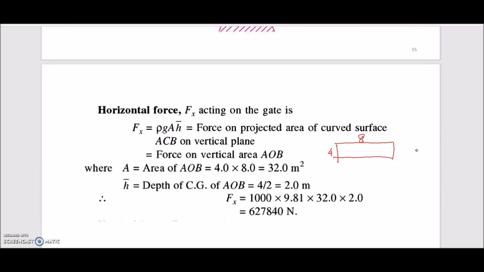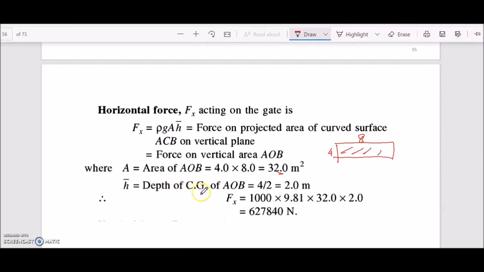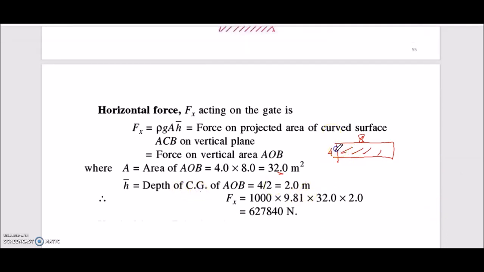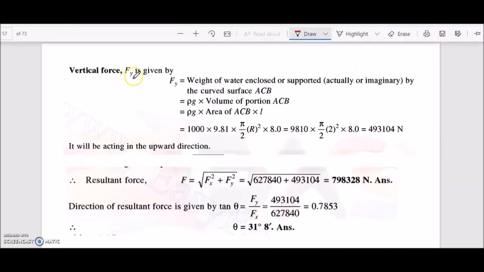So 4 times 8 is 32 for this surface. Okay, so now we need to calculate the center of gravity. So 4 divided by 2, we have 2. Therefore the formula for Fx is rho g times the area times hg, the center of gravity. So we have Fx is 627,840 Newton. So let's calculate the vertical force.